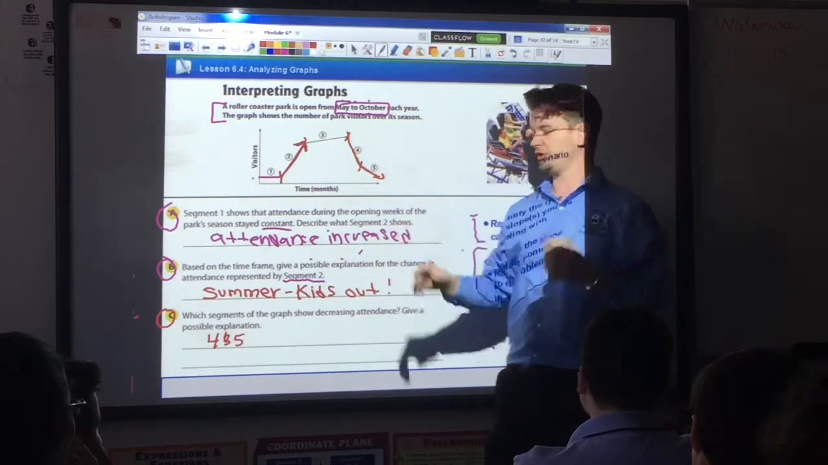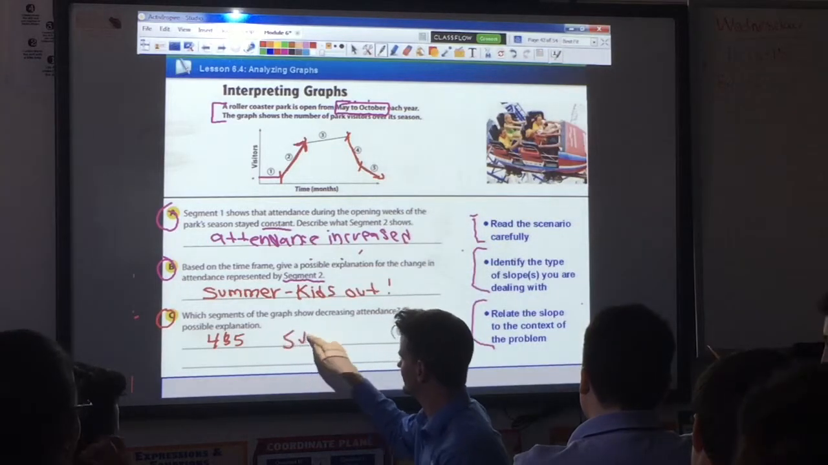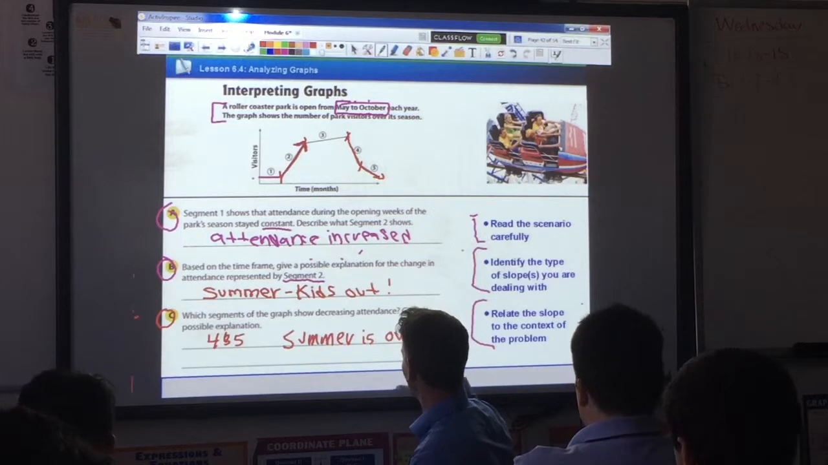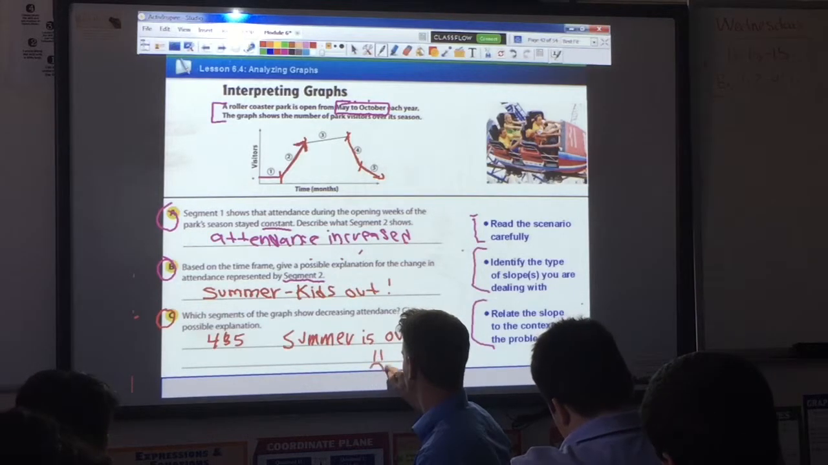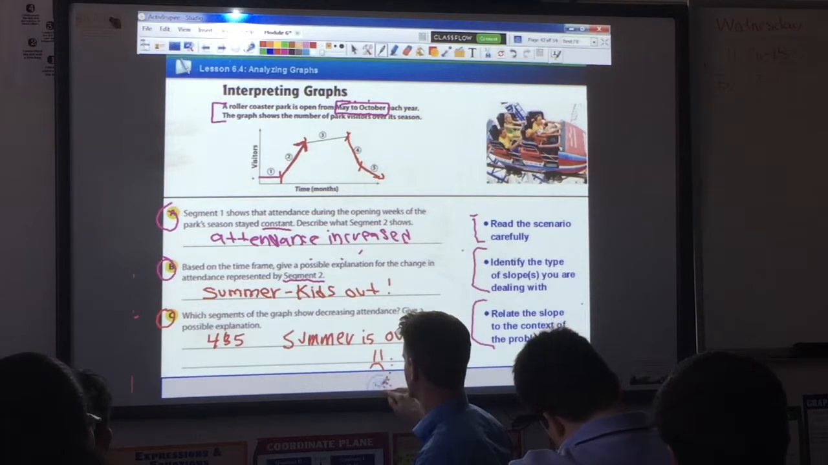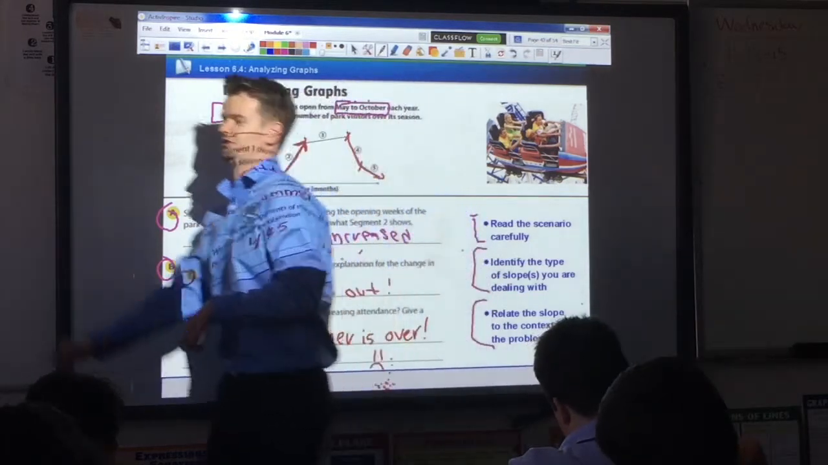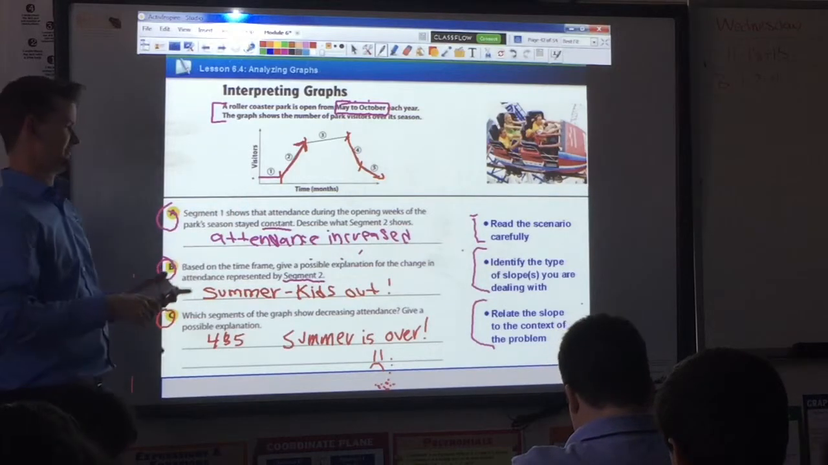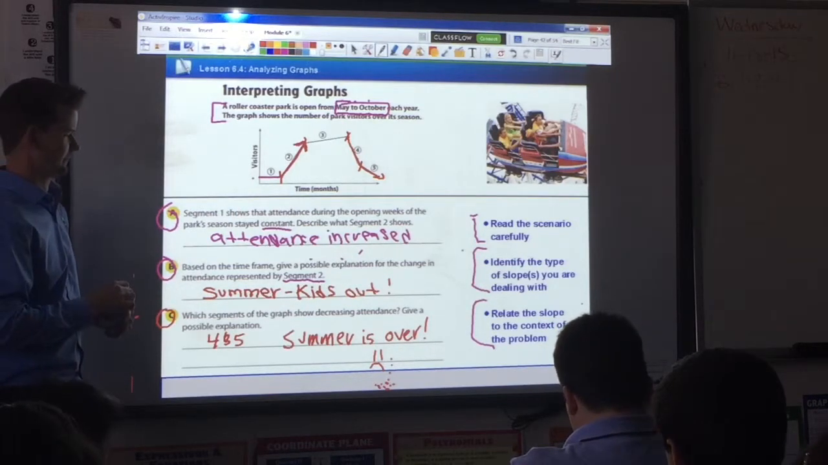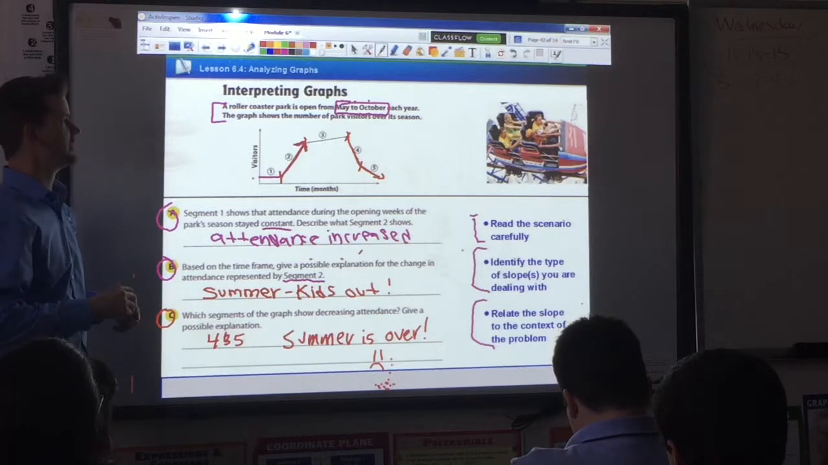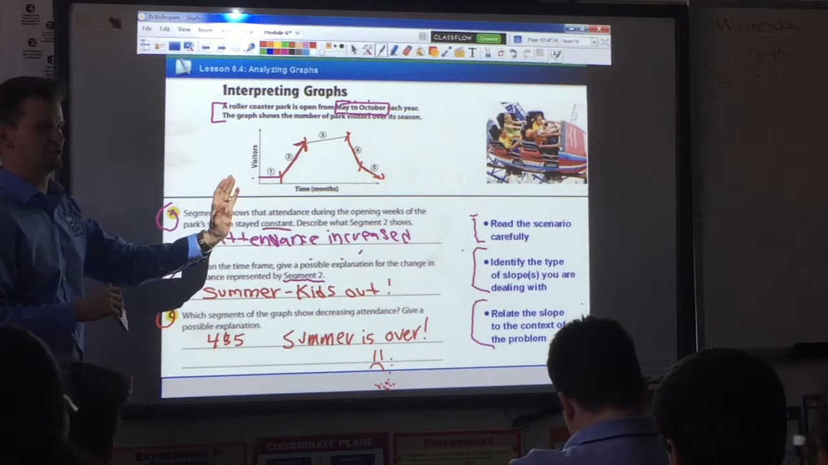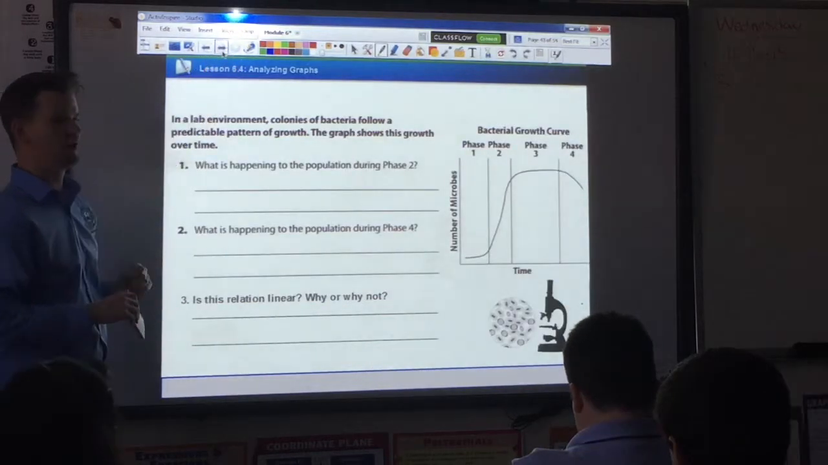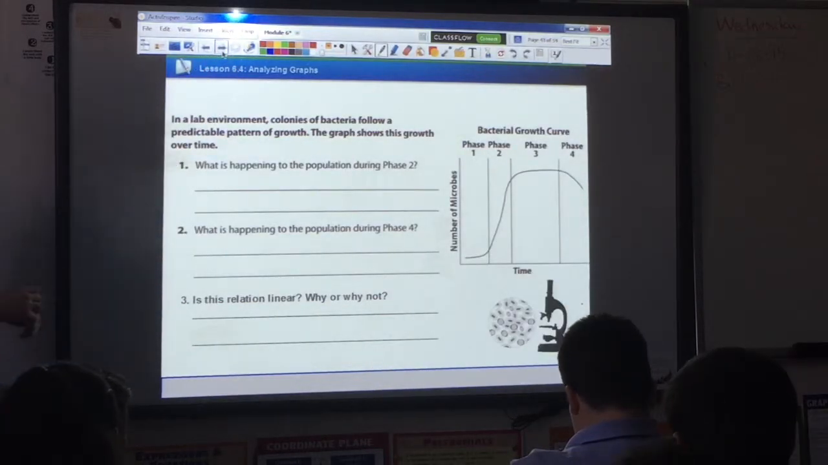4 and 5 are decreasing because summer is over. Tears, tears, and a puddle of tears down here. Frowny face and a puddle of tears. Summer's over. School. So, any questions on interpreting this graph? Yes or no? Any questions? Let's try one more, because this was the graph interpretation.